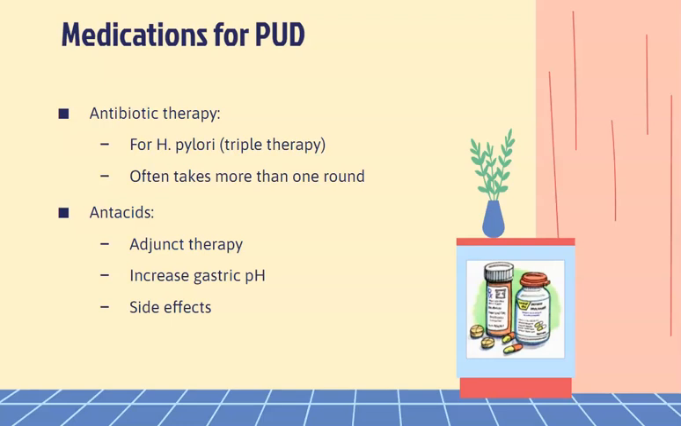Depending on the severity of the H. pylori infection, it can take more than 1 round of these medications, and 1 round is typically a 2-week treatment when we're talking about antibiotic therapy. We can also use antacids. We know that the acidity is what's going to exacerbate the pain with these peptic ulcers, so we can use antacids as an adjunct therapy. We can increase the gastric pH, so make it not as acidic, and then manage any side effects associated with using antacid therapy.